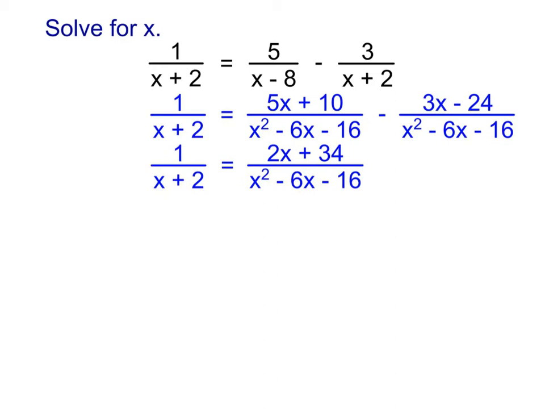Now that I've done that subtraction, I now have my fraction equal to a fraction. That means I can now cross multiply in order to be able to get rid of all the fractions. Do remember, keep those parentheses in there when you do that.